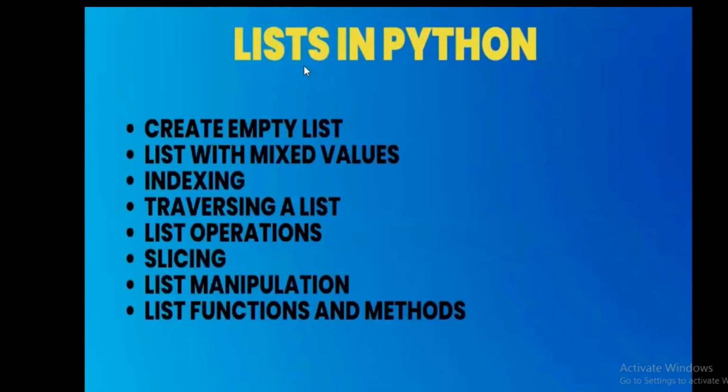So in today's class, we are going to see how we can create an empty list in Python. We'll see how we can create a list with mixed values, that means which include all the data types. We'll see what is indexing in list, traversing a list, then list operations, slicing of list, then list manipulation and some functions and methods of list.